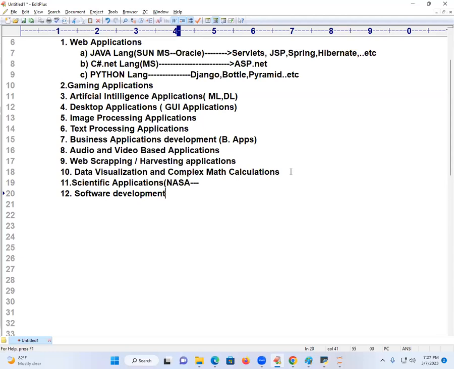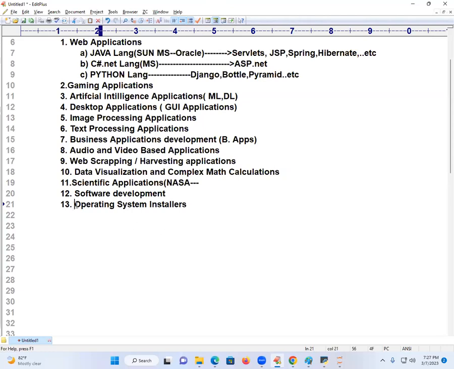Are you understanding? Next, 13th is operating system installers. What do you mean by that? You are downloading an OS. When you double click on it, a progress bar comes up, right? While that progress bar is running, some software is running internally. That software installation is code that someone has written.